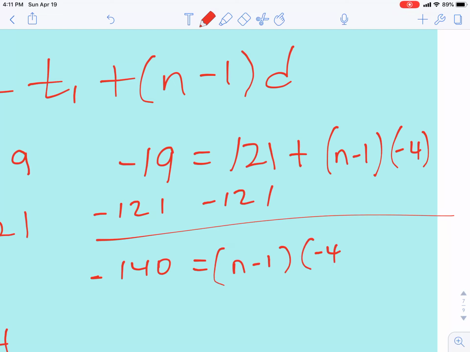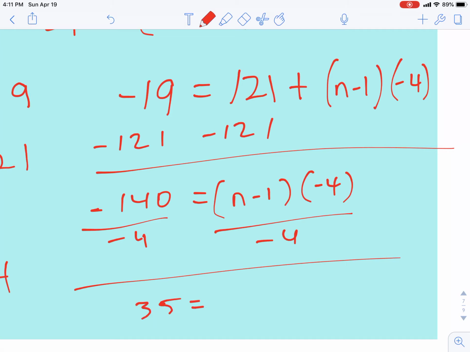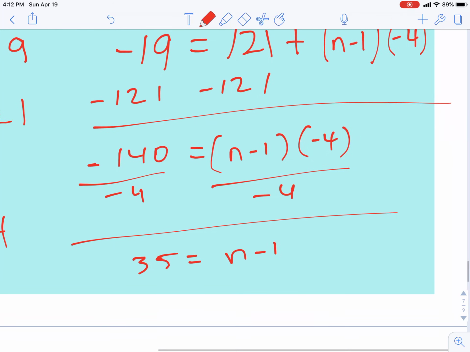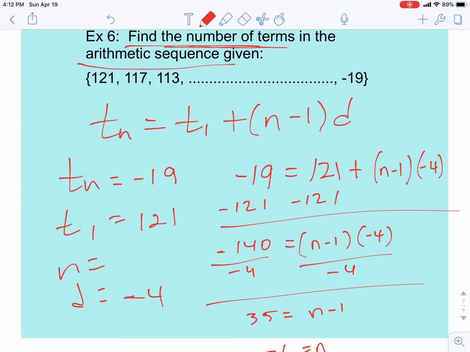Now, some of you might distribute the negative 4 and go ahead and solve that way. I could care less how you do it. I would just suggest dividing by the common difference. And then we're going to get 35 is equal to n minus 1. And then you add 1, n is equal to 36. So the answer to the question, how many terms are there of this sequence? There are 36 terms.